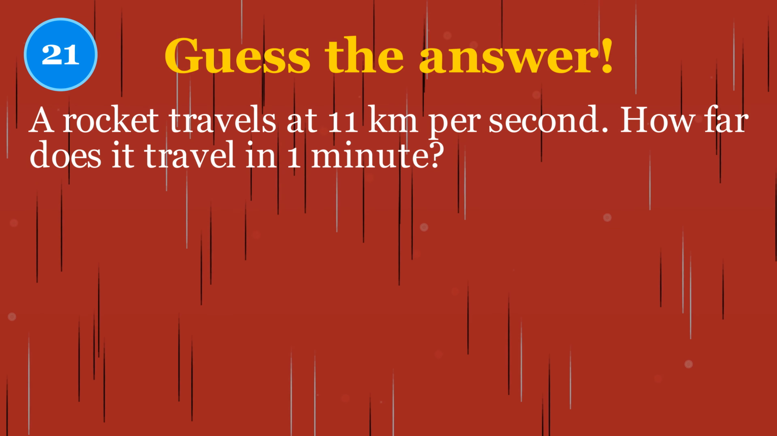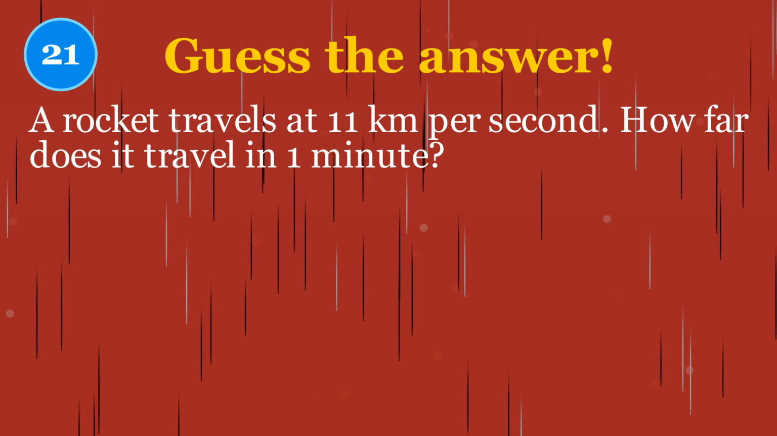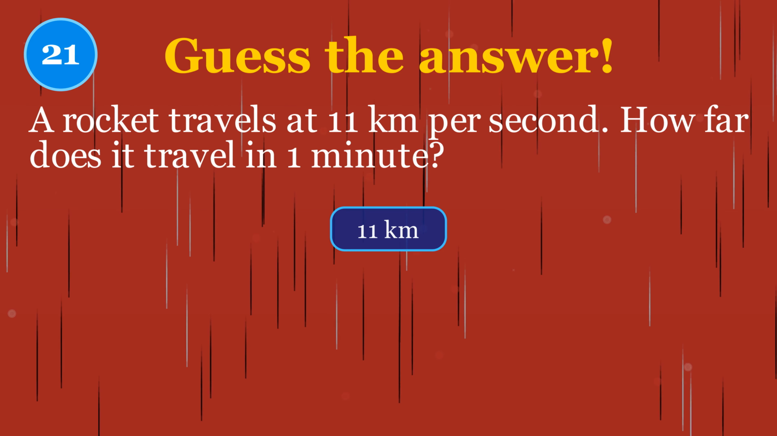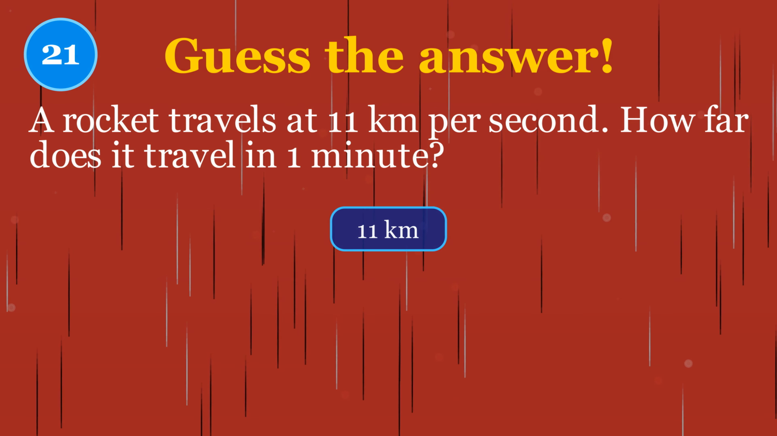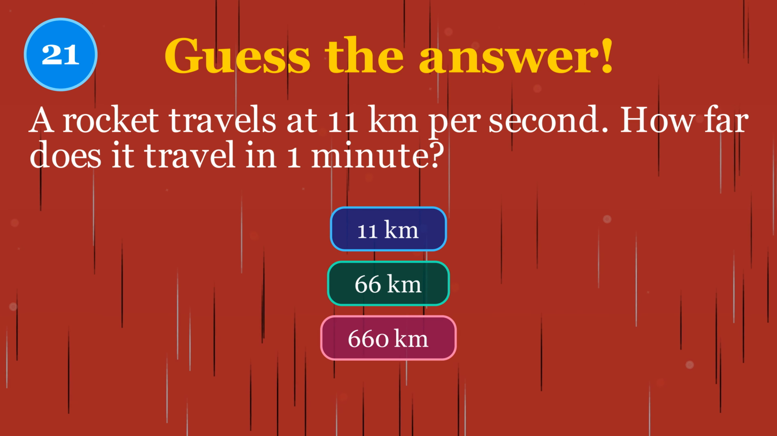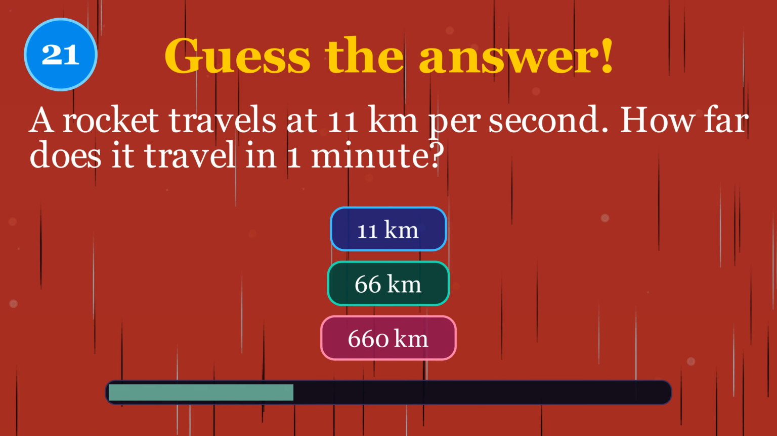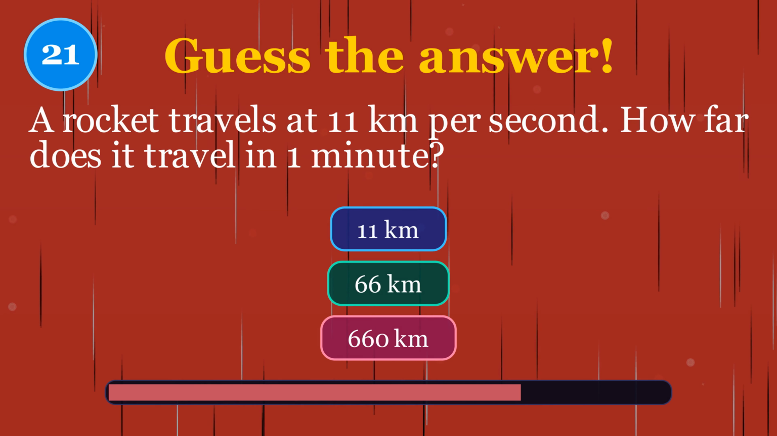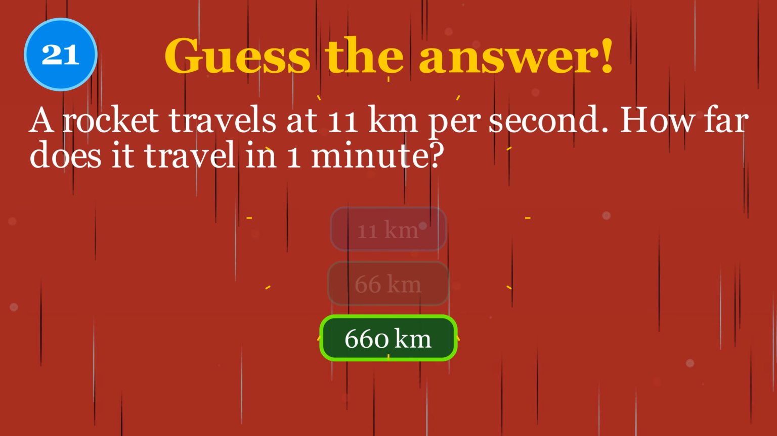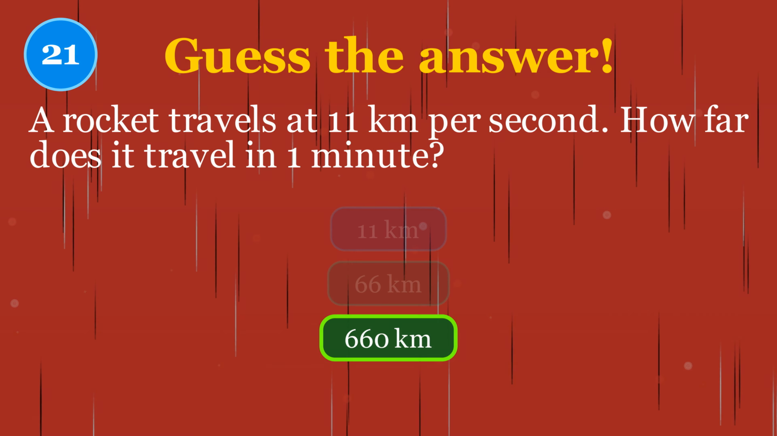A rocket travels at 11 kilometers per second. How far does it travel in 1 minute? 11 kilometers. 66 kilometers. 660 kilometers. The correct answer is 660 kilometers.